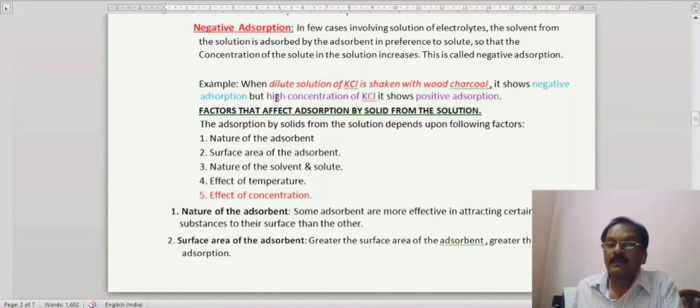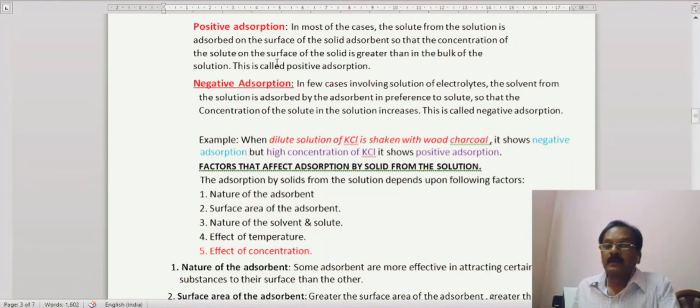So these are the two important types of adsorption, positive and negative adsorption. And you have to remember the examples. In case of positive adsorption, solute is adsorbed. In case of negative adsorption, solvent is adsorbed. So there are only these two differences we can say.